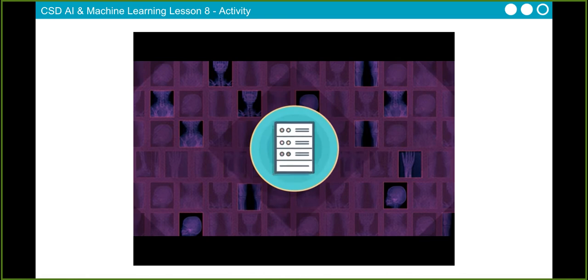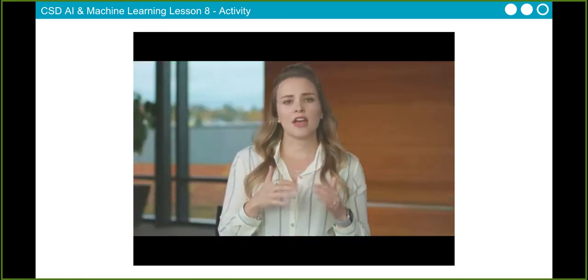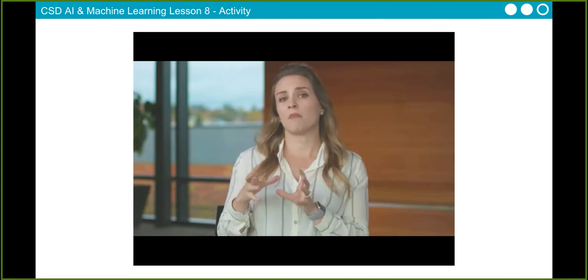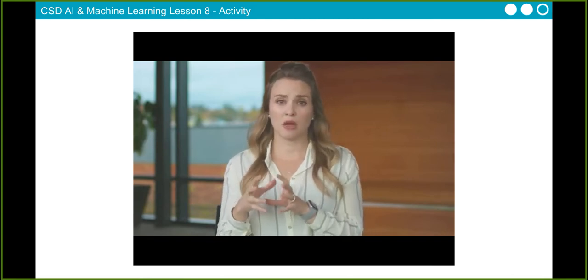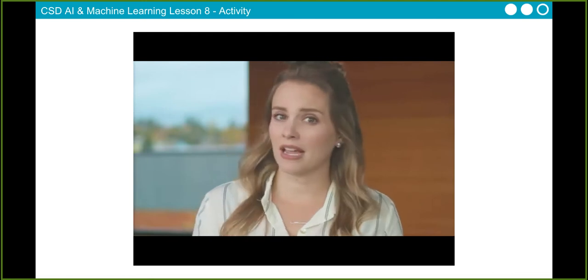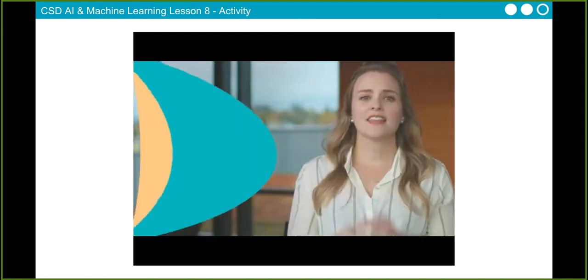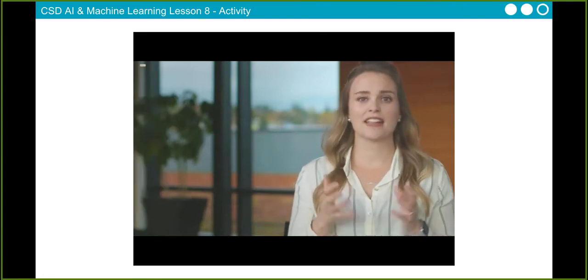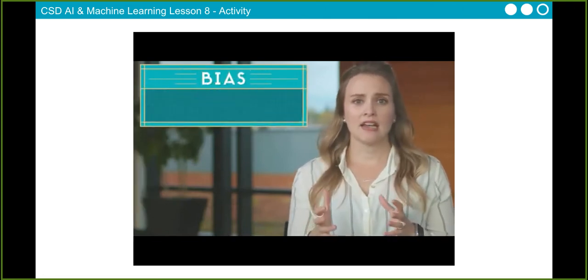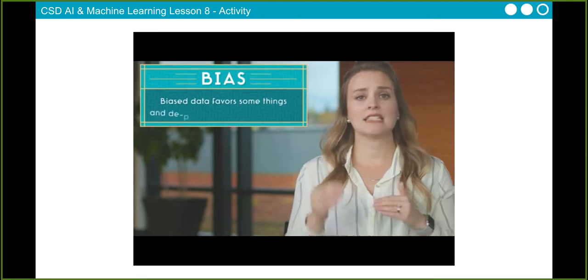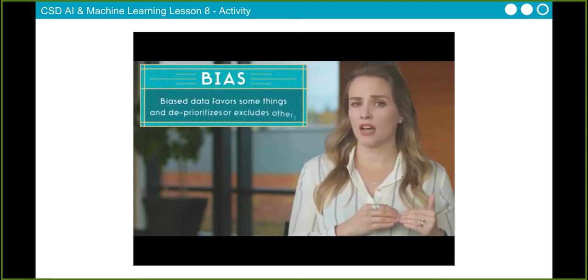Even with thousands of examples, there can be problems with the computer's predictions. If X-ray data is only collected from men, then the computer's predictions may only work for men. It may not recognize diseases when asked to diagnose the X-ray of a woman. This blind spot in the training data creates something called bias. Biased data favors some things and deprioritizes or excludes others.